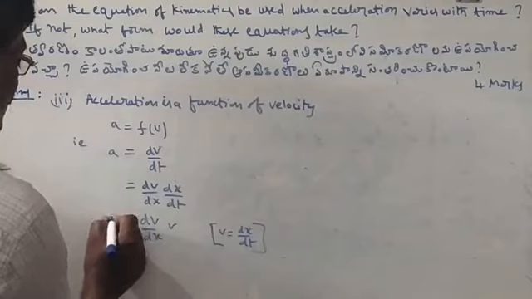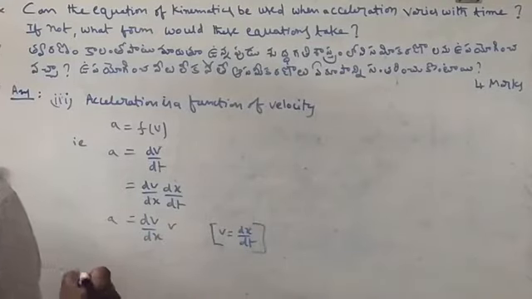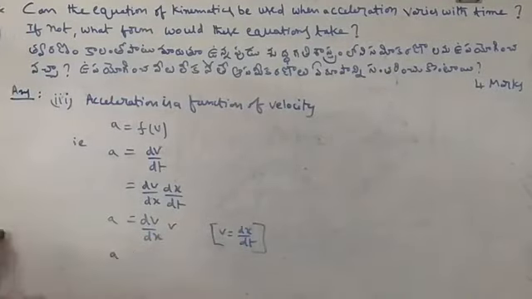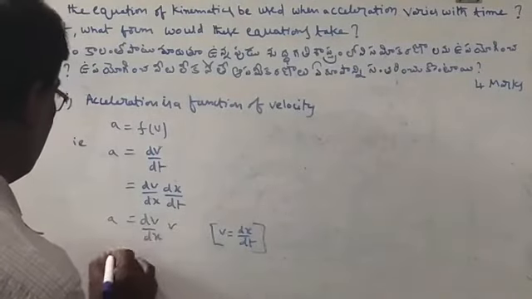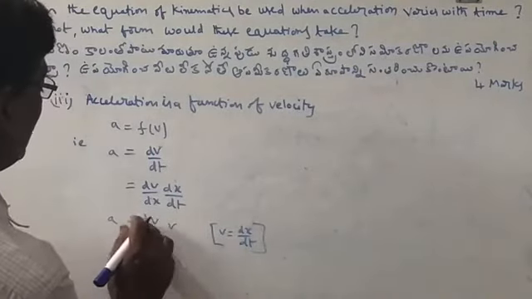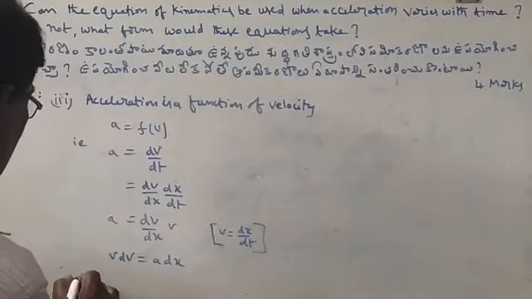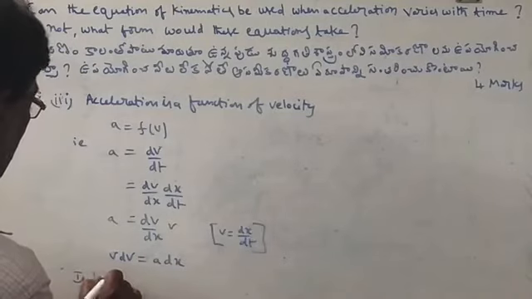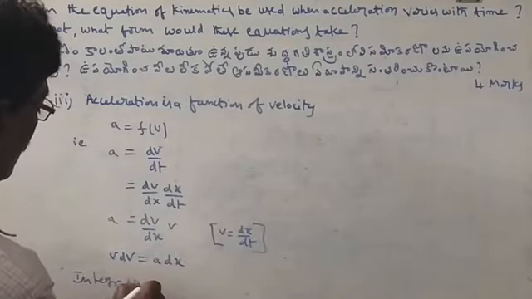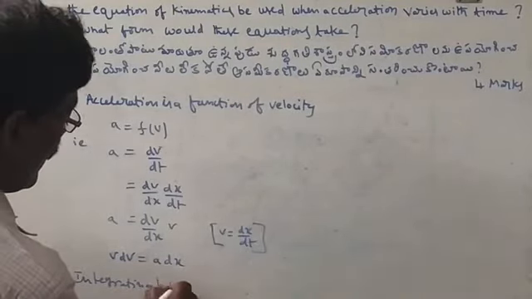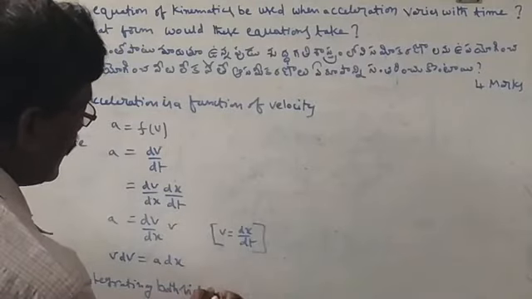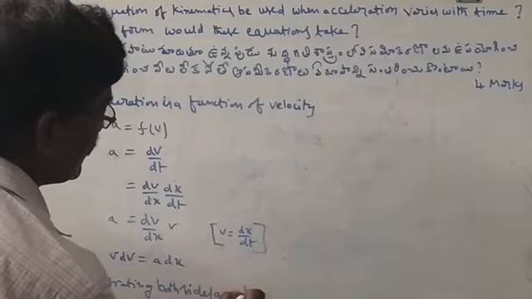Left side a, that means a into v, equal to a v dv. v dv, right side v dv is equal to a dx. Okay, integrating both sides and taking limits.